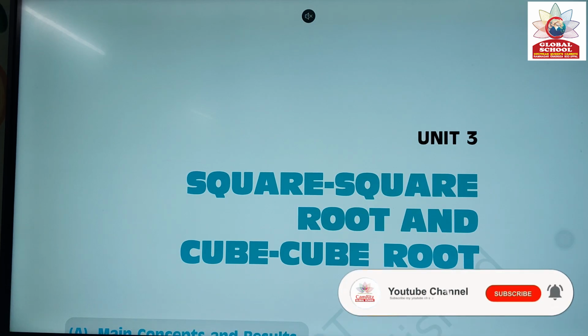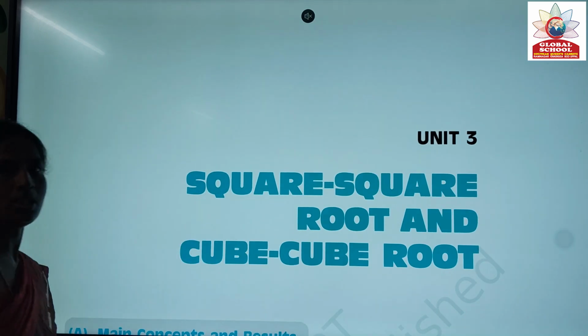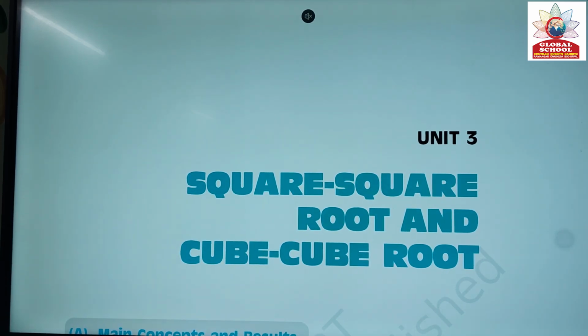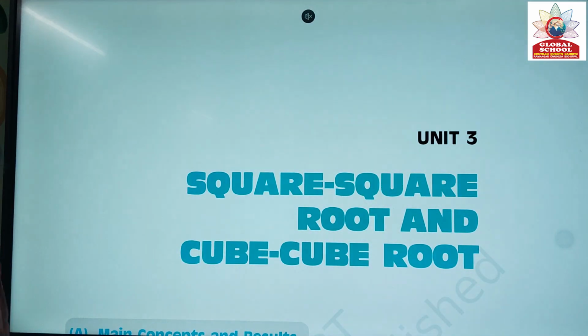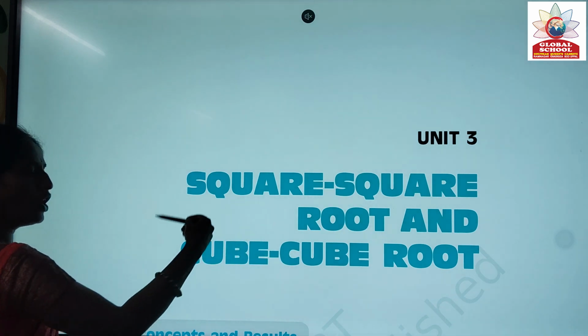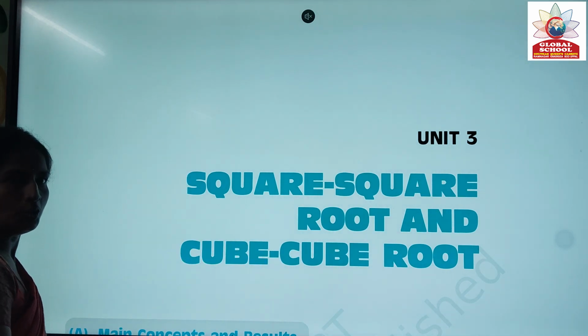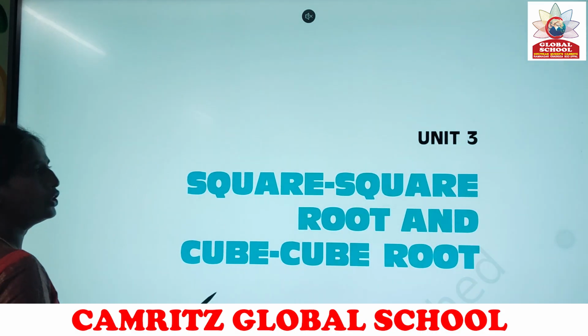Square means if you take any natural number and multiply it twice, the product is the square. Square root means if a number is repeated twice, we call that the square root. Cube means if you multiply any natural number 3 times, that product is the cube of that number. Cube root means the reverse of cube. For any cube, if the number is repeated and multiplied 3 times, that is called the cube root.